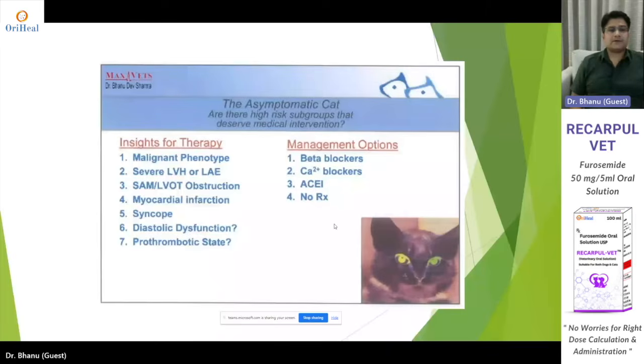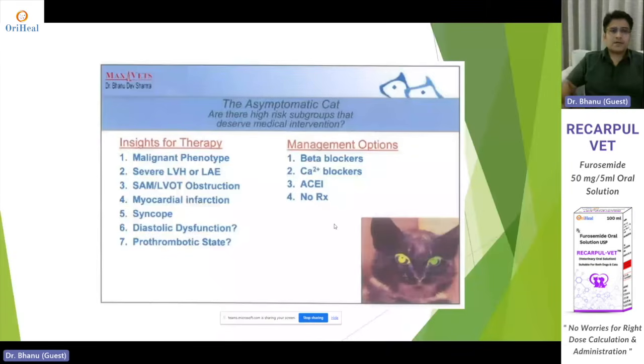Insights for therapy would be a malignant phenotype, whether the heart walls are thickened or they are dilated, whether there is left atrial enlargement or not, whether there is SAM or left ventricular outflow tract obstruction or not, whether there is infarction, syncope, diastolic dysfunction, whether there is a prothrombotic state or not. And management options, as I had mentioned, would be that you either use beta blockers, calcium channel blockers, ACE inhibitors, diuretics, or whether you don't need to start the treatment.